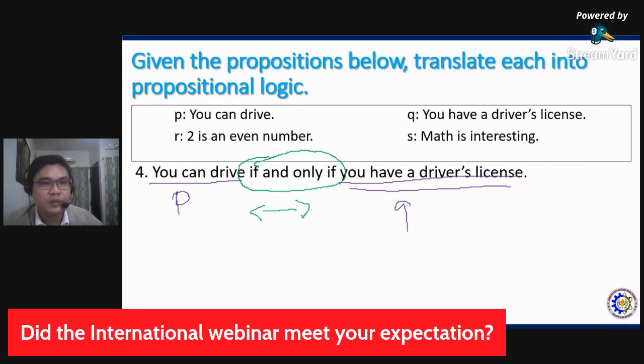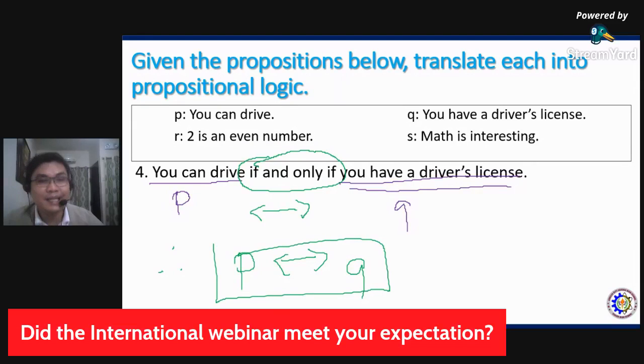We have translated the statements and the connectors into symbols. So all we need to do is to write it now. The propositional logic would be P if and only if Q. That is our propositional logic, meaning to say in English, you can drive if and only if you have a driver's license. That is the given statement, and this is the required propositional logic.